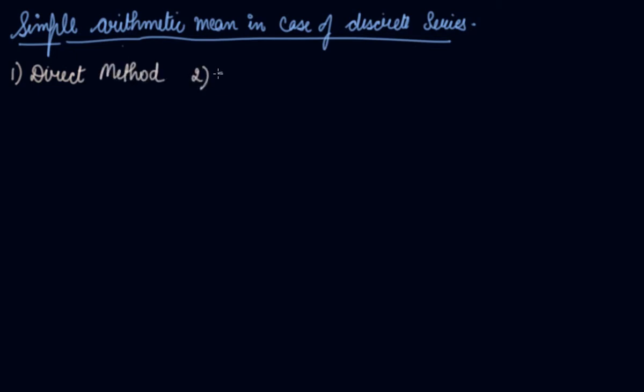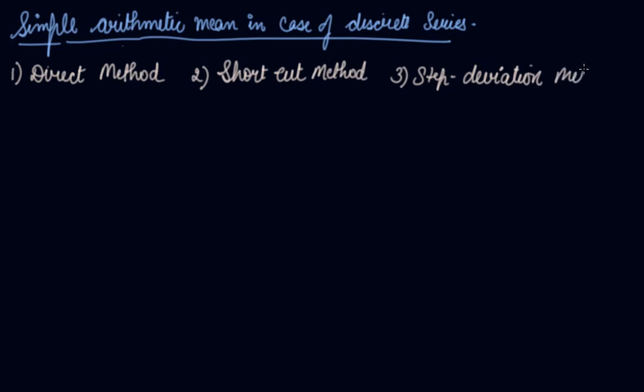second is your indirect method or the shortcut method, and the third is your step deviation method or double shortcut method. You also call this the deviation method, and this is a step deviation method. So let's understand the calculation using the direct method in case of discrete series.